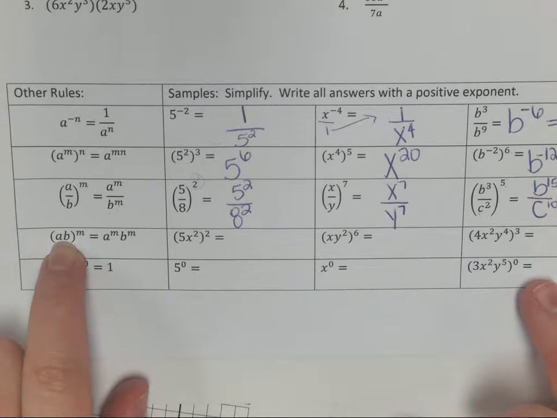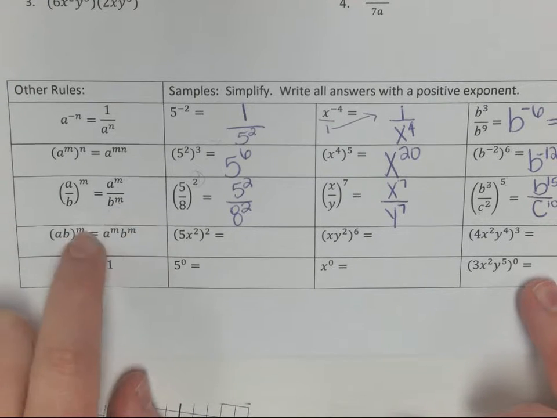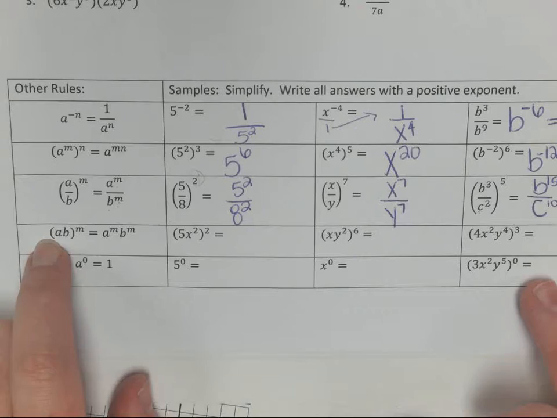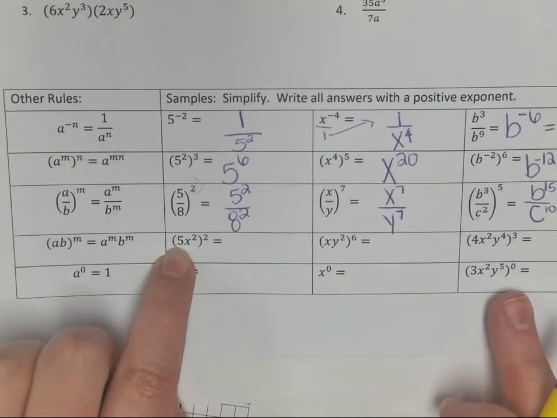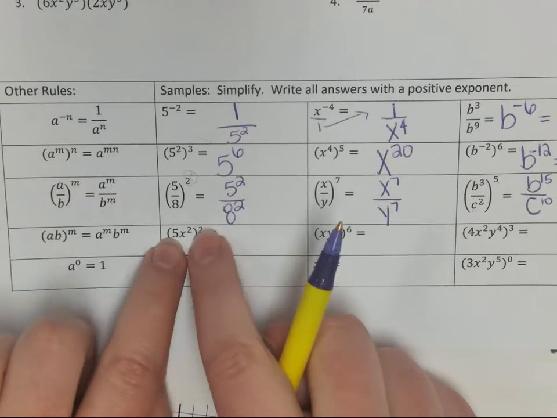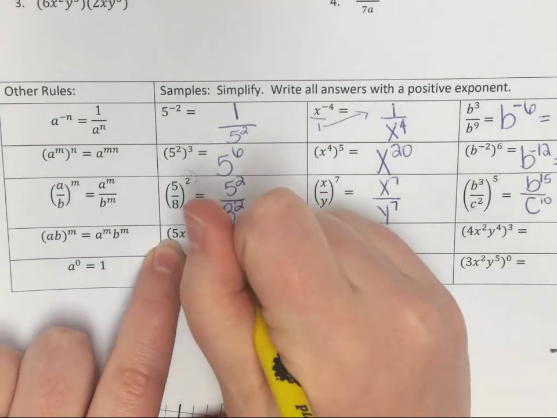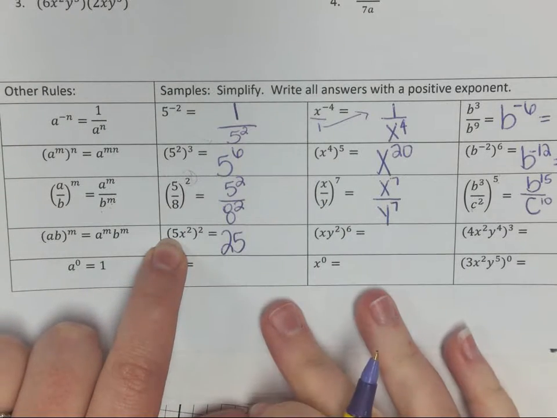Okay. So same thing applies here. a and b are being multiplied. They are also being raised to the n power. That exponent goes to everything inside the parentheses. So we have 5x squared, all being raised to the 2nd power. So we're going to do 5 to the 2nd power. What's 5 squared? 25.